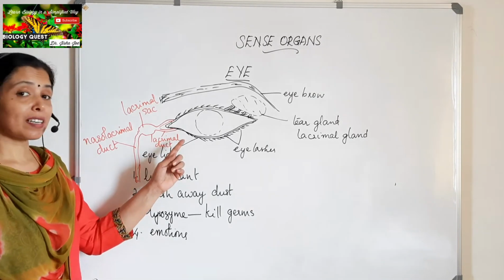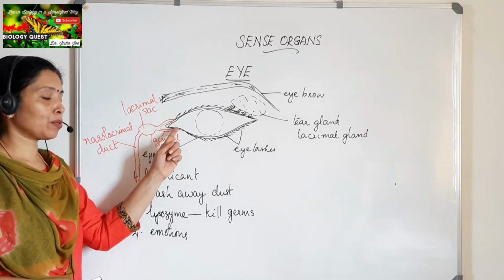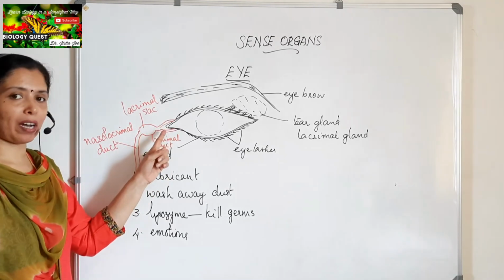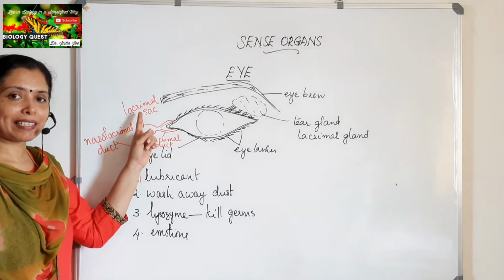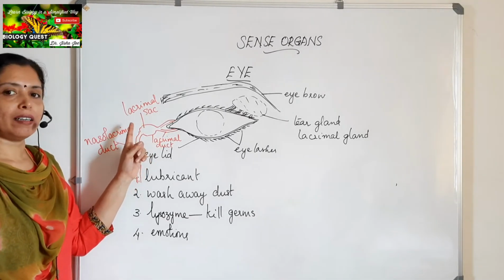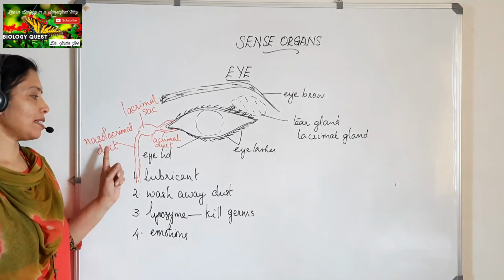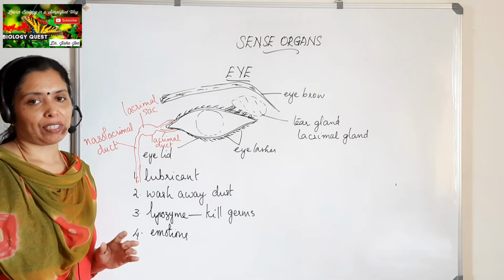So what happens here? The excess liquid from the eye is drained out through the lacrimal ducts that are present on the inner angle of our eye into a sac which is called the lacrimal sac, and from this the liquid is drained through a duct which is called the nasolacrimal duct into our nasal cavity.